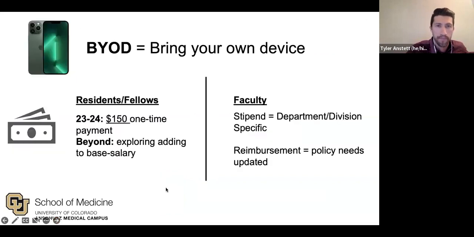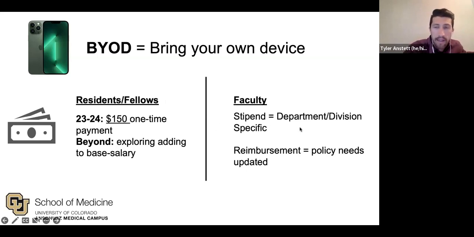So a couple notes about some of the payment part of this, because I know that's one of the big questions or concerns that people have. For residents and fellows, they're getting a $150 one-time payment this academic year. We're exploring, and are in discussions right now, what it is going to look like in years to come of adding compensation or a stipend to the base salary. And this is in addition to they're already getting a salary increase as part of the negotiations that the House Staff Association was able to leverage this coming academic year.